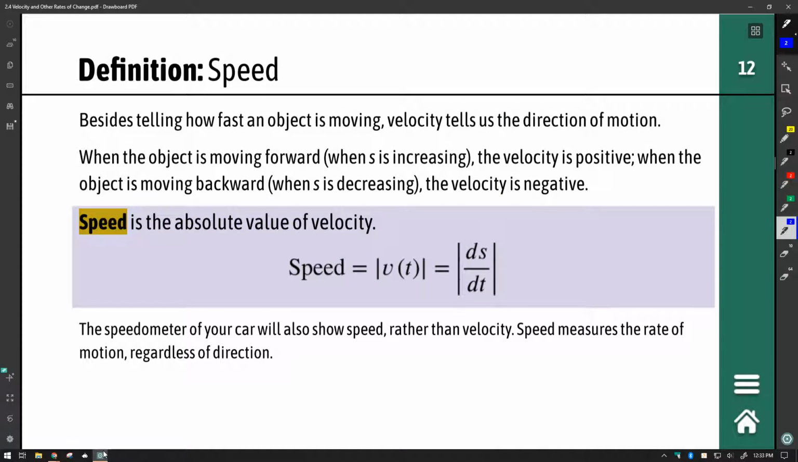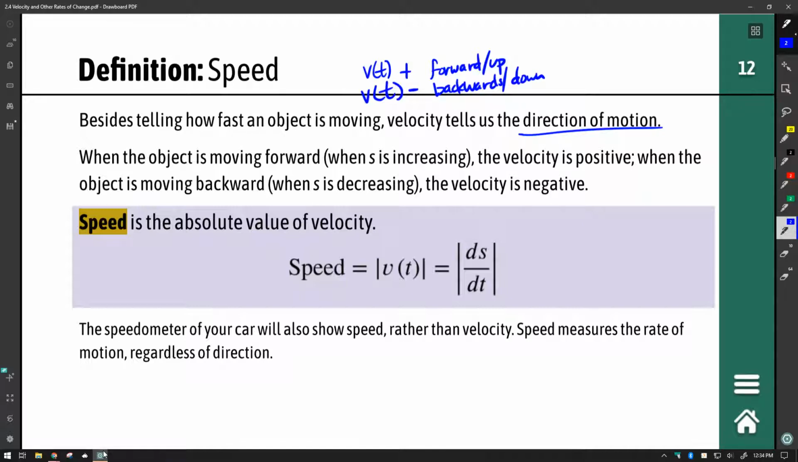So we talked about a race car in the last example, and that might get you thinking about velocity versus speed. They're kind of the same thing, but velocity tells you a little bit more. Velocity tells you direction. So if velocity is positive, if v of t is positive, then you're moving forward or up. If the velocity is negative, then you're moving backward or down.